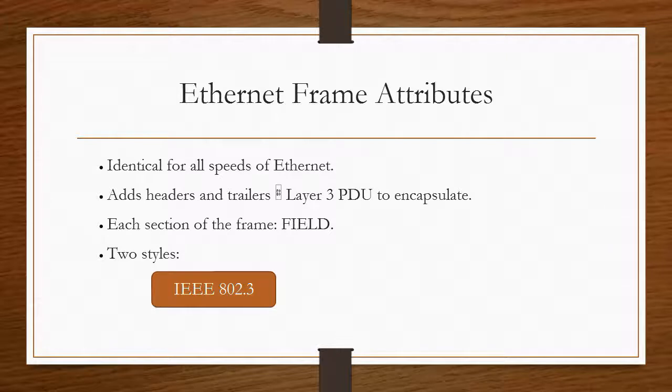At the data link layer, the frame structure is nearly identical for all speeds of Ethernet. The Ethernet frame structure adds headers and trailers around the layer 3 PDU to encapsulate the message being sent. Both the Ethernet header and trailer have several sections of information that are used by the Ethernet protocol. Each section of the frame is called a field. There are two styles of Ethernet framing: the IEEE 802.3 Ethernet standard, which has been updated several times to include new technologies, and the DIX Ethernet standard, which is now referred to as Ethernet II.